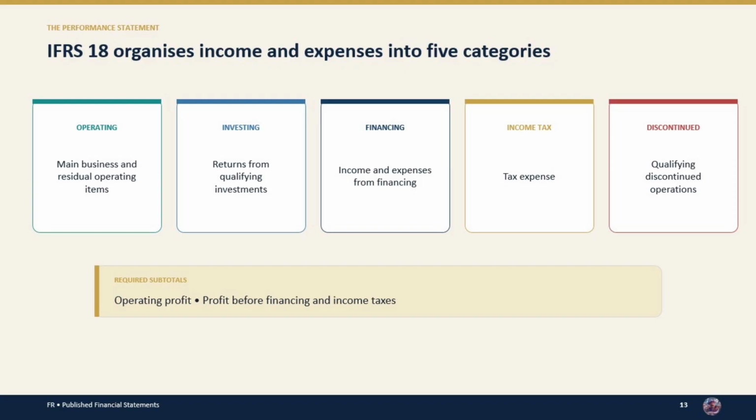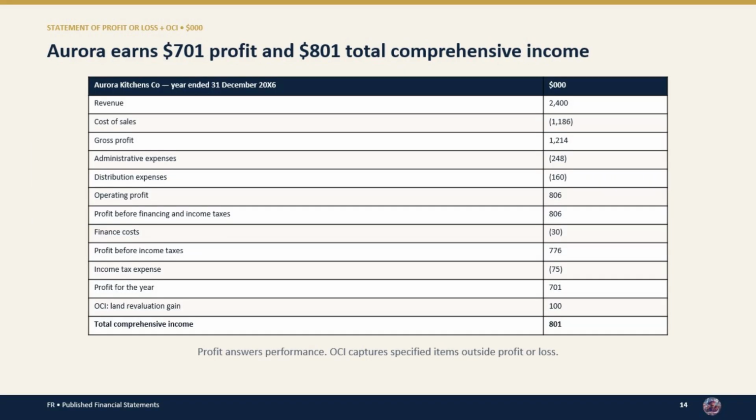Aurora has no investing income or discontinued operation, so its statement remains simple. Revenue is $2,400. Deduct cost of sales $1,186 to obtain gross profit $1,214. Administrative expenses are $248, the original $220 plus warranty $28, and distribution expenses are $160. Operating profit is $806. With no investing items, profit before financing and income taxes is also $806.